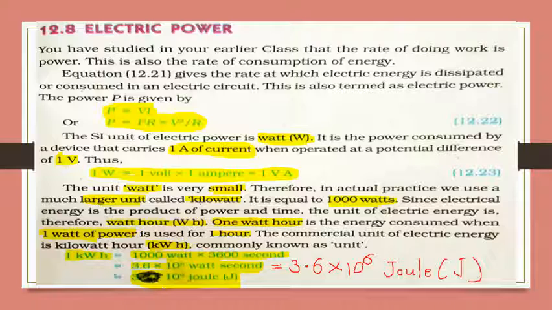The unit watt is very small, and therefore in actual practice we use a much larger unit called kilowatt. It is equal to 1000 watt. Since electrical energy is the product of power and time, the unit of electrical energy is therefore watt hour, that is Wh. 1 watt hour is the energy consumed when 1 watt of power is used for 1 hour. The commercial unit of electrical energy is kilowatt hour, that is kWh, commonly known as unit.